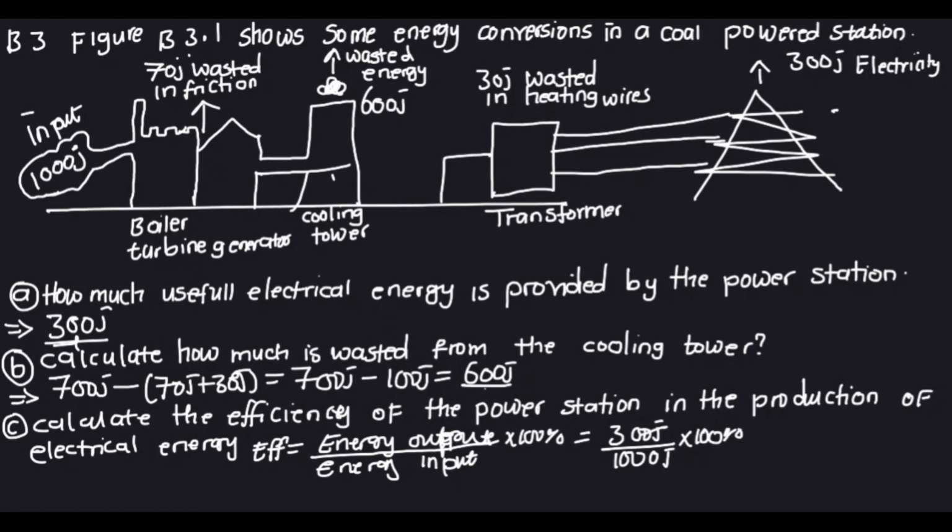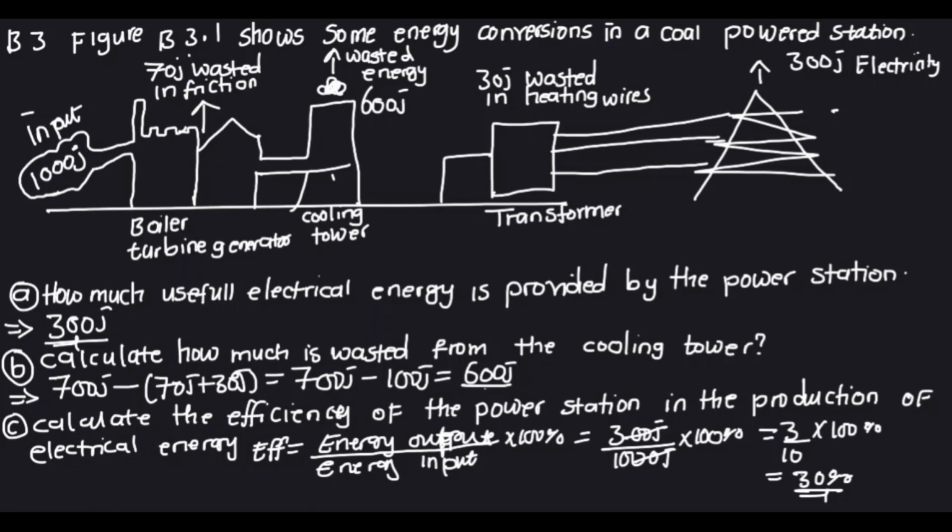If we cancel this, we can see that we have 3 over 10 times the 100%. If we divide 3 by 10, it will give us 0.3 times 100%. This will give us 30%. So this was our efficiency.